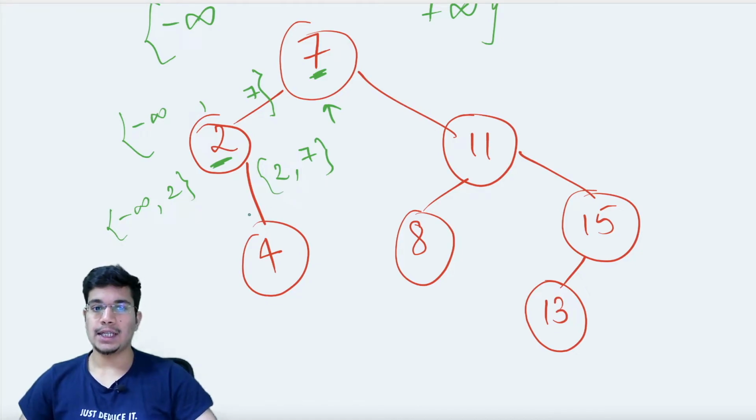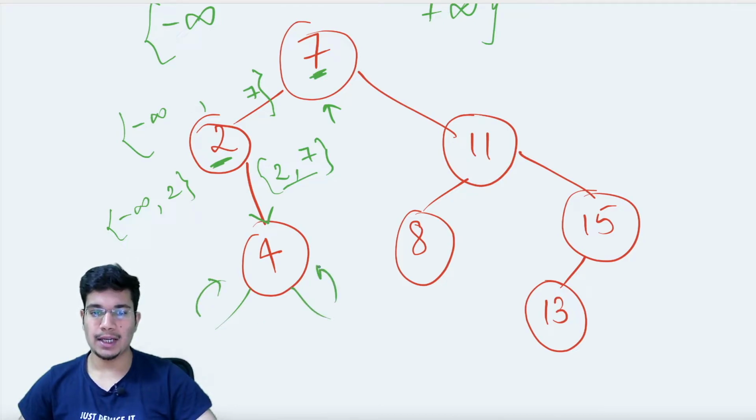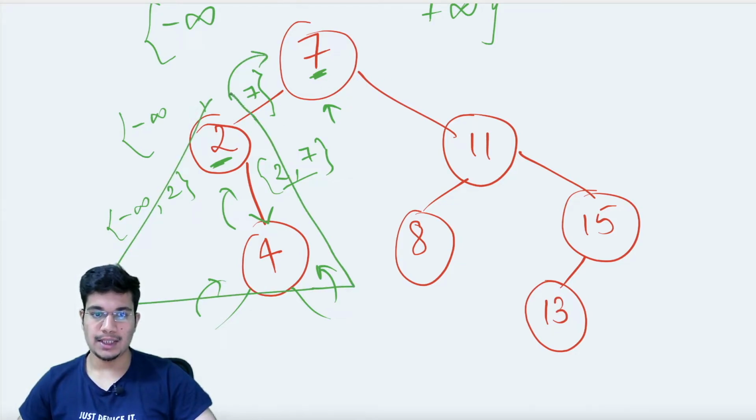So 2's right child needs to lie between 2 and 7, and we'll check for 4. Does it lie here? It does. So it's valid till now also. For 4's children, we'll make calls and they'll simply return because they're null, so we can directly return, and then the call will return back to its parent and then back to its parent. Now we are done for the left subtree of 7, this entire portion, and now we'll start making calls towards my right subtree as well.